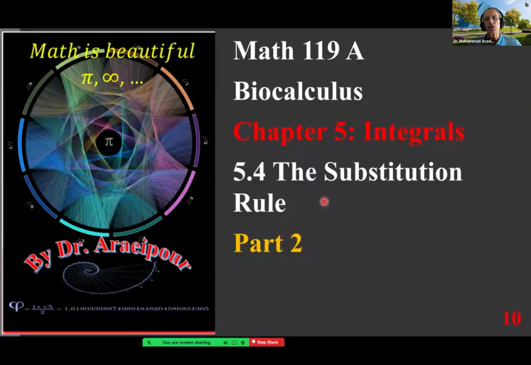Good afternoon, class. Here's chapter 5, integrals, section 5.4, the substitution rule. We have done a big chunk of it, and we're going to continue finishing it off.